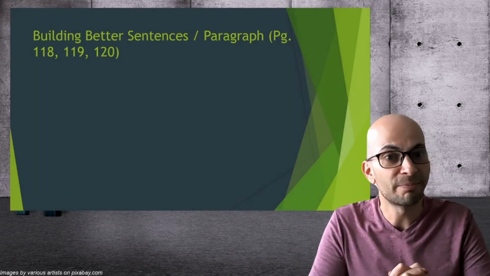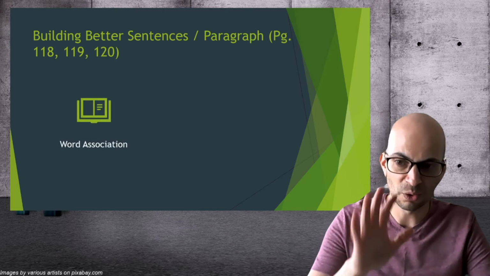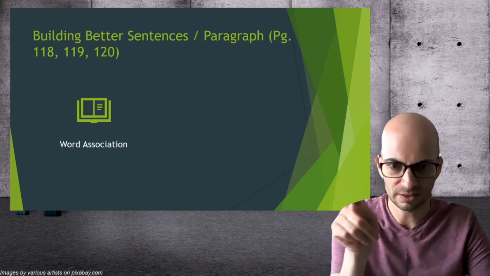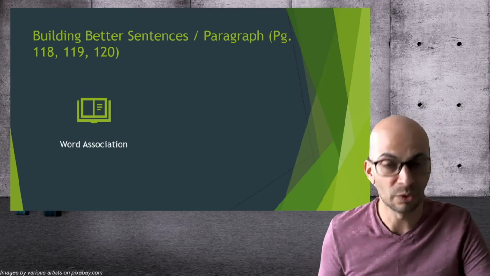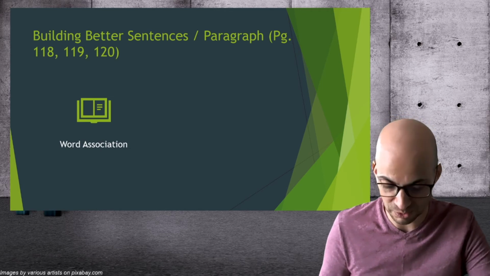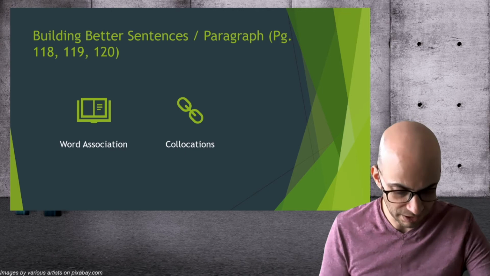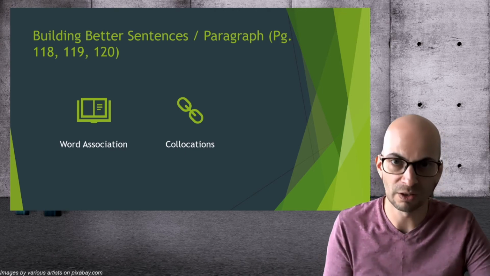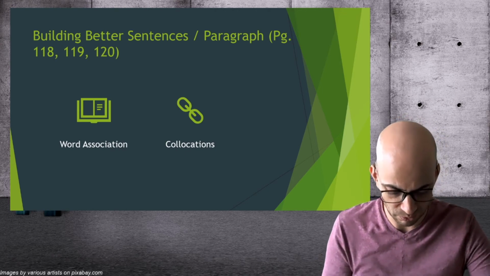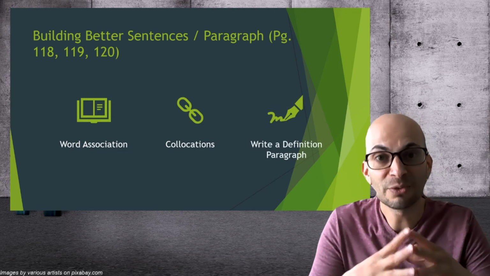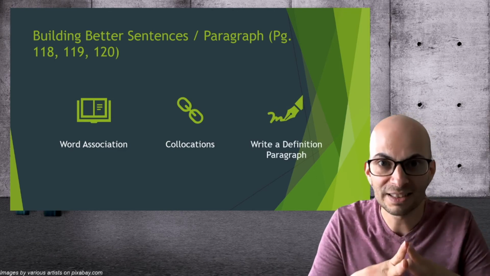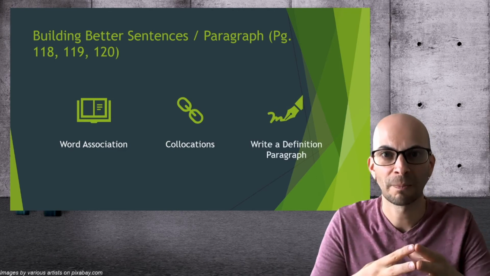After that, we have building better sentences, which you guys already know. Word associations, link and match. Circle the most accurate one. And then collocations is fill in the blank, or you could just circle whatever word works best if you wanted to. And then, of course, we have write a definition paragraph.